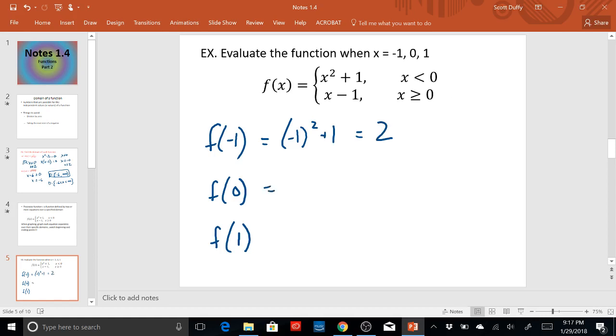When x is equal to 0 or greater than 0, you use x minus 1. So, in place of x, we have 0 minus 1, value of negative 1. And then for f of 1, 1 is greater than or equal to 0, so we're going to use that same function. In place of x, we have 1 minus 1 equals 0.